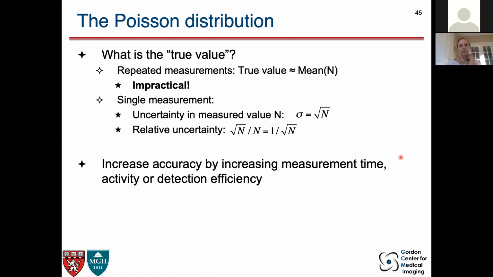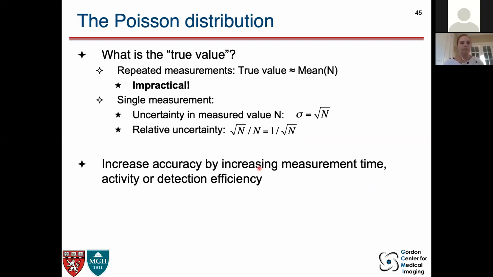If we imagine a nuclear imaging system where we want to measure the activity of radiation located in a specific region in the body, there are three main ways in which we can increase the accuracy with which we determine that activity. We can increase the measurement time, because if we measure for a longer time, we will measure a larger number of counts if the activity is the same. And we can also increase the activity, but keep the measurement time short, because that will also give us a larger number of counts.